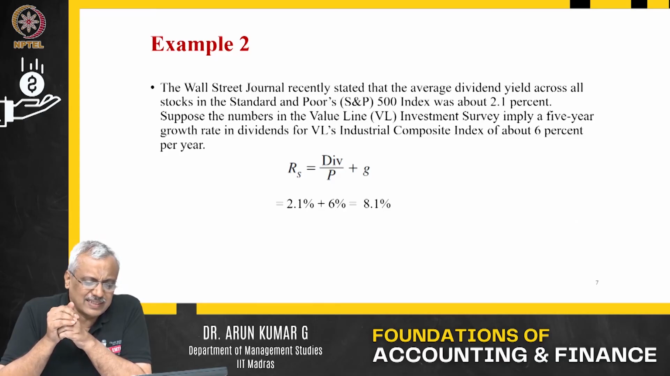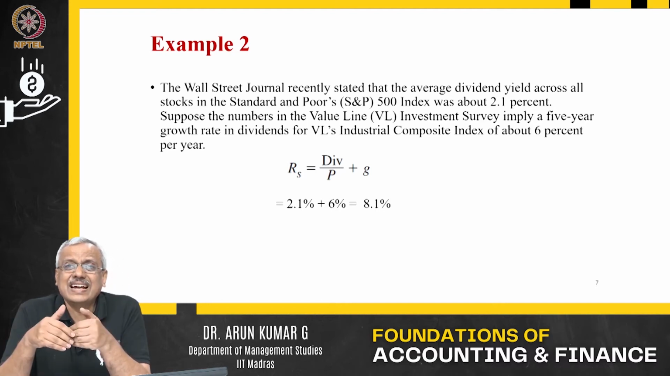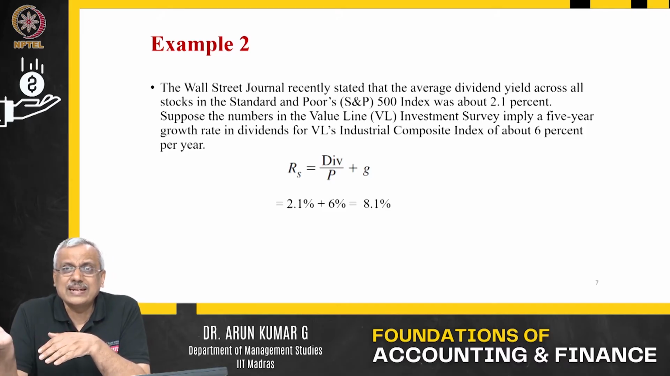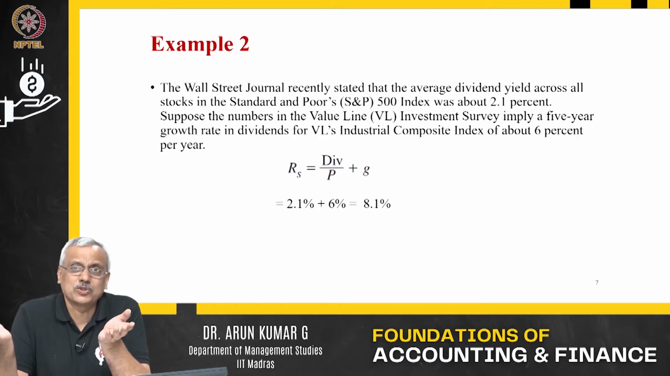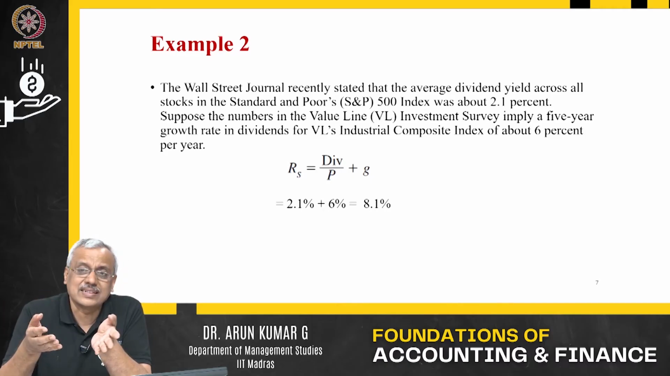The Wall Street Journal recently stated that the average dividend yield across all stocks in the Standard & Poor's S&P 500 index was about 2.1%. Suppose the numbers in the Value Line Investment Survey imply a 5-year growth rate of dividends for VL's industrial composite index of about 6% per year. The index yield, that is dividend divided by price, is 2.1%. Growth rate expected is 6%. So 6 plus 2.1%, 8.1%, is going to be the expected return in this case. That is all that happens here.